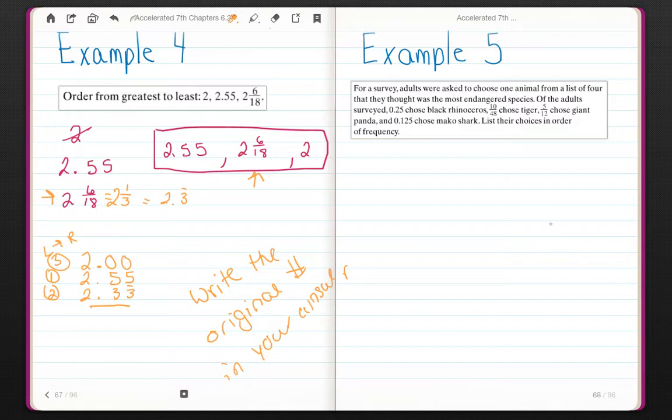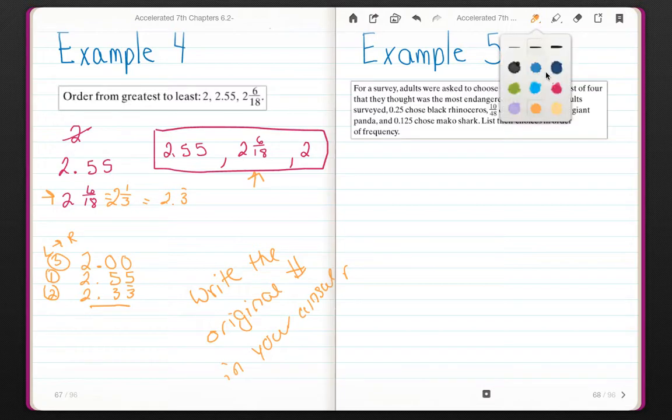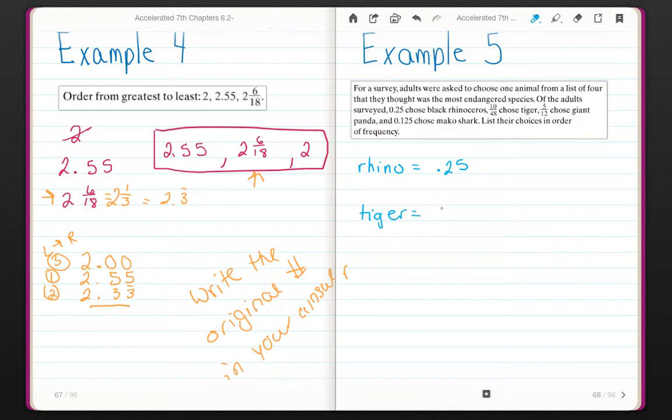So, let's kind of break this down a little bit here. We have the black rhino, or we'll just call him the rhino, and he was 0.25. We have the tiger, which was 10/48. We have the panda, which was 5/12. And we have the shark, the mako shark, which was 0.125.